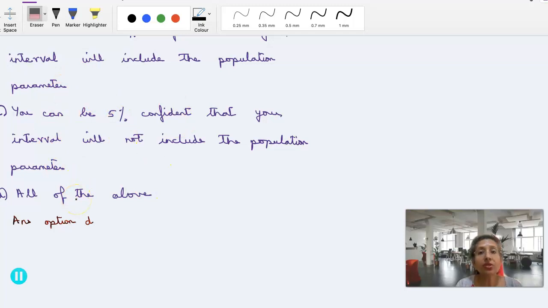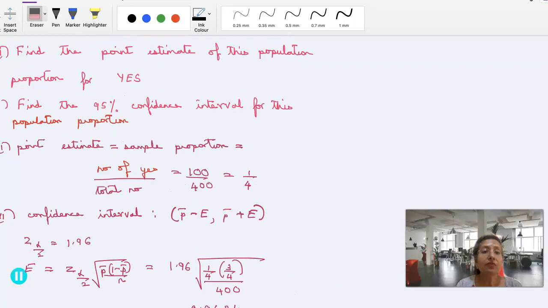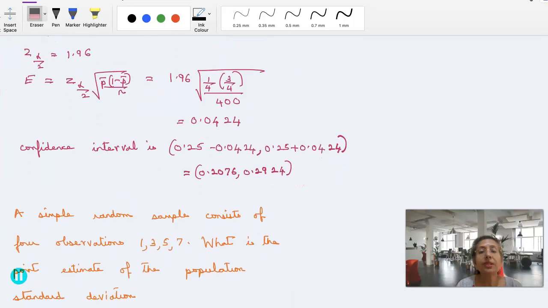So we have come to the end of this particular lesson on inferential statistics, where we have learned how to calculate the interval estimation for population proportion and population mean.